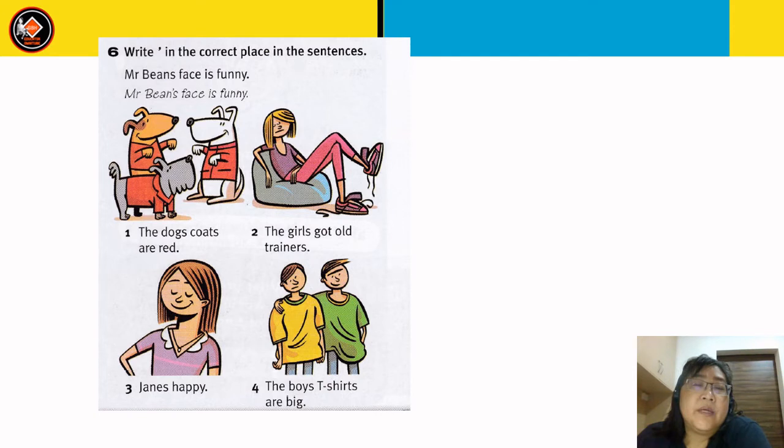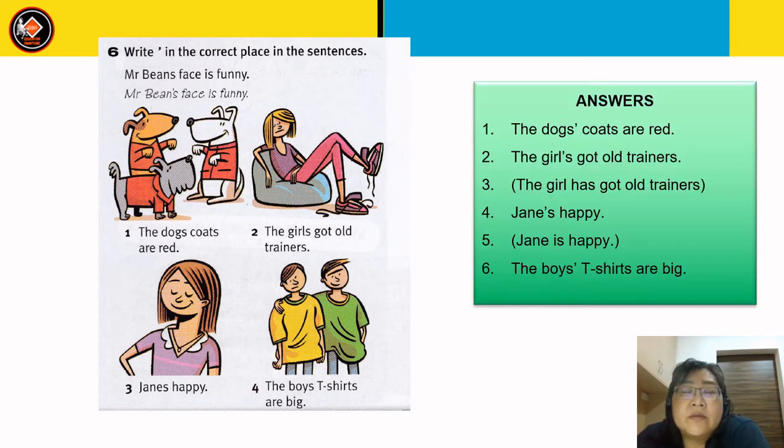Now try to write the apostrophe in the correct place in the sentences. For example, the first one, Mr. Bean's face is funny. So the answer is, Mr. Bean's, apostrophe S, face is funny. Let's look at number 1. The dogs coats are red. So the answer will be, you can write the dog's, D-O-G-S apostrophe, coats are red.